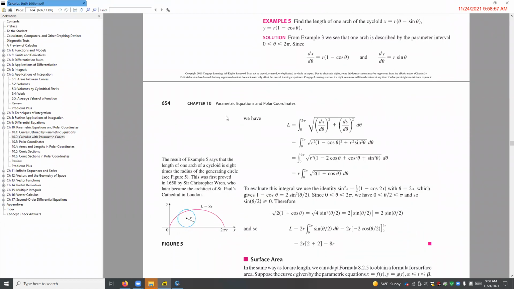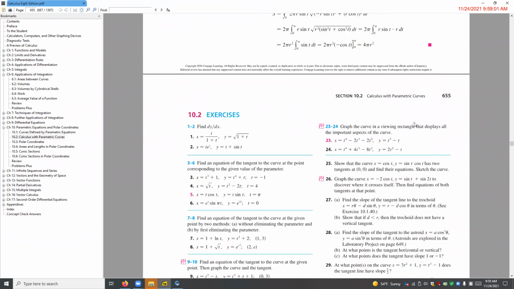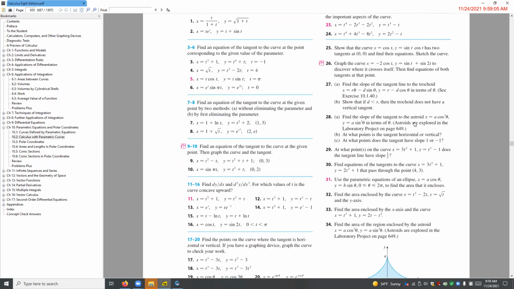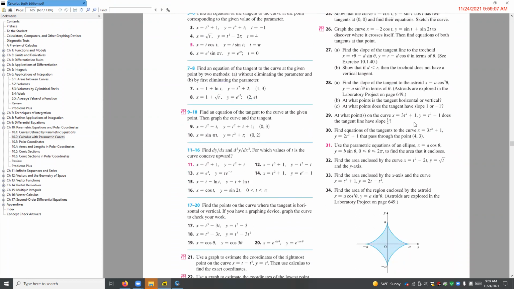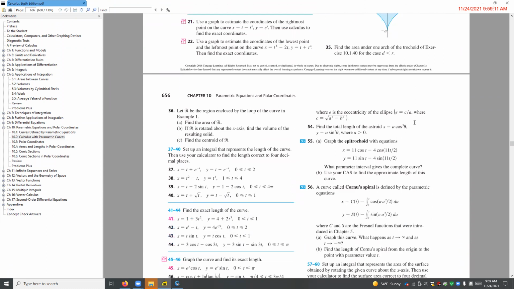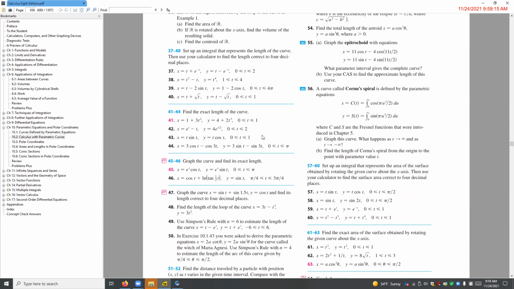Cycloid, not a big fan. We haven't derived the cycloid thing, and then they jump straight to surface area. So let me grab a problem from later here. Find the exact length of the curve. You'll see that some of these arc length integrals tend to be quite challenging. Let me do 42.